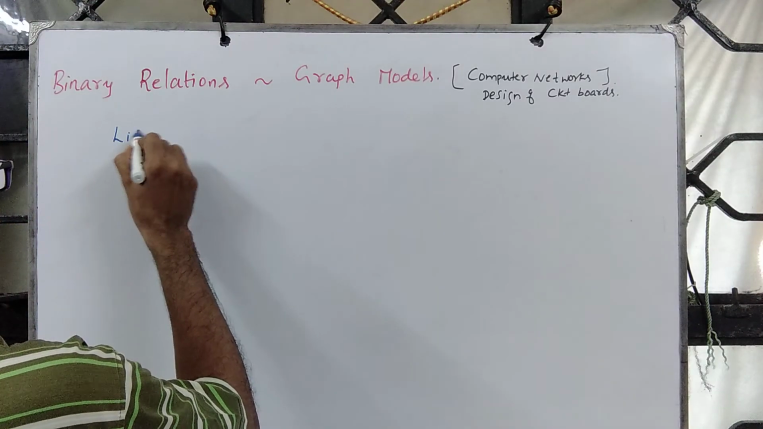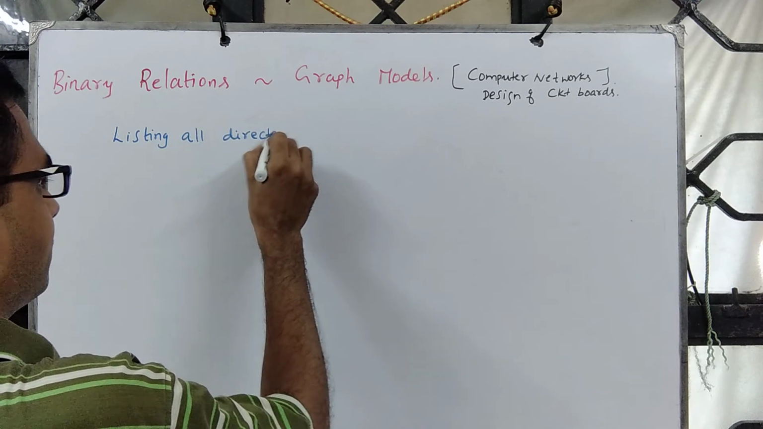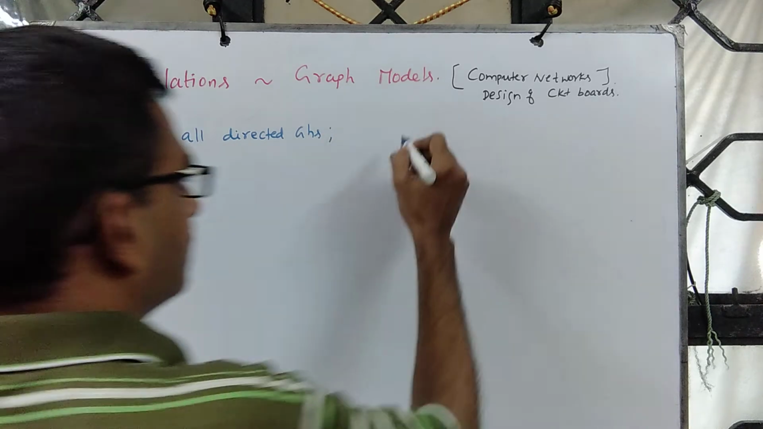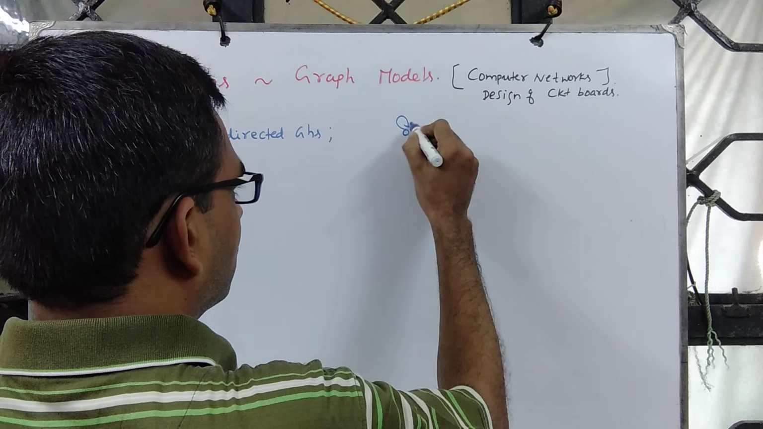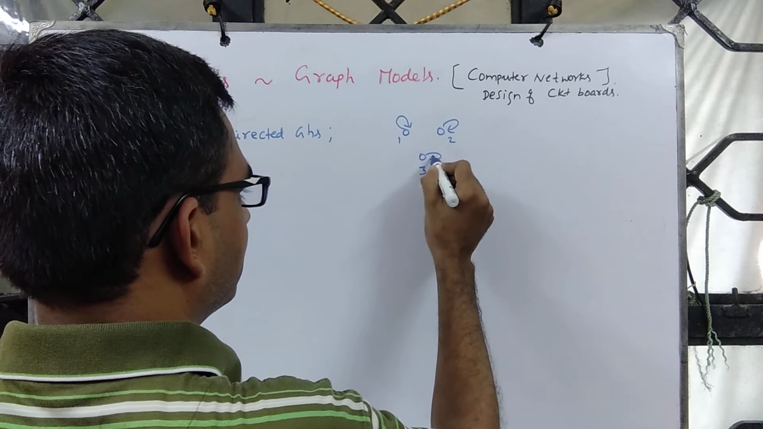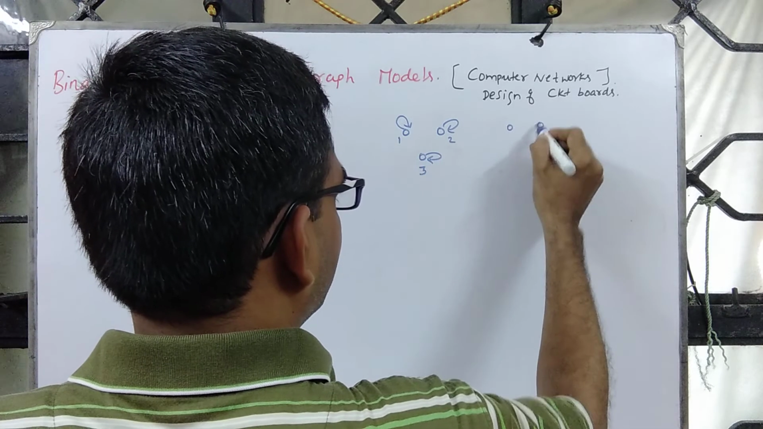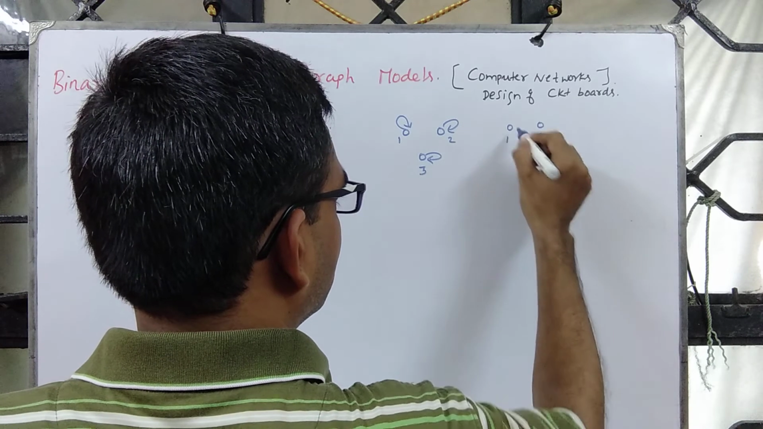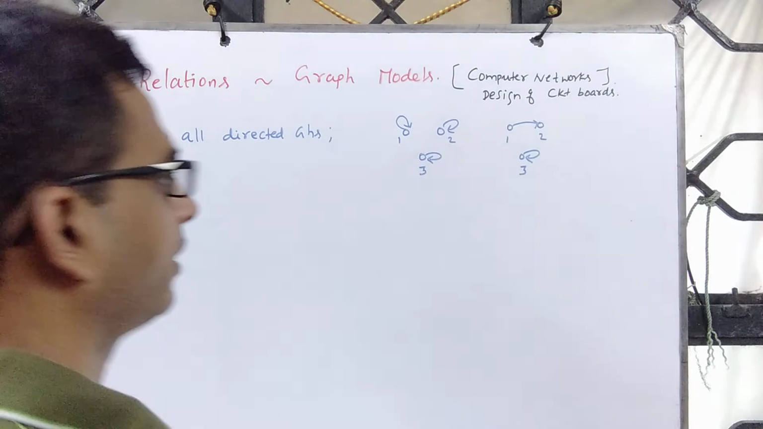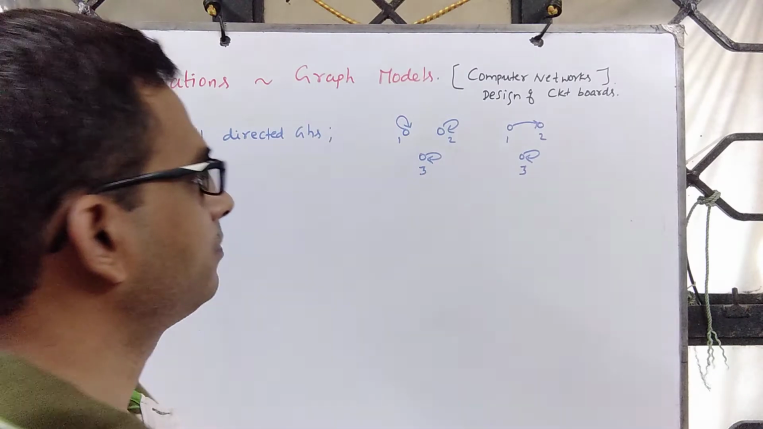So listing all directed graphs. Something like this: 1, 2, 3. So this represents (1, 1), (2, 2), (3, 3). This represents (1, 2), (2, 2) and (3, 3). So this represents a relation, this represents a relation, and so on.